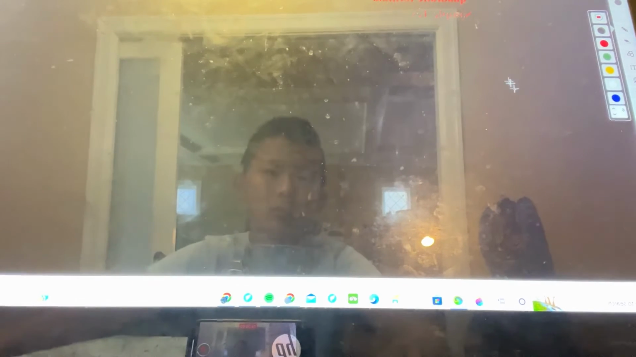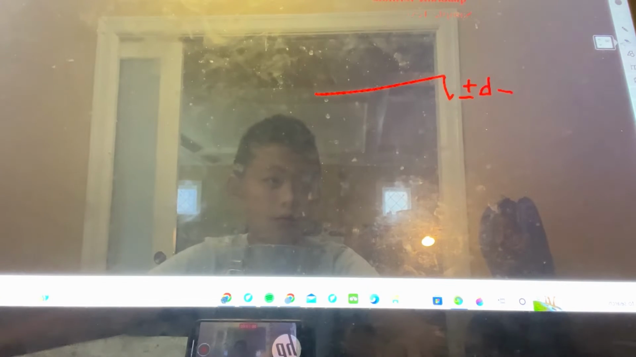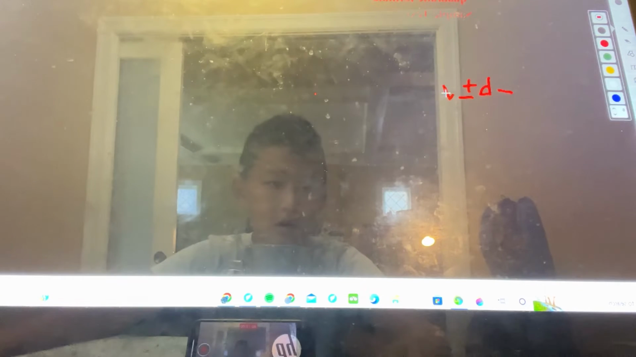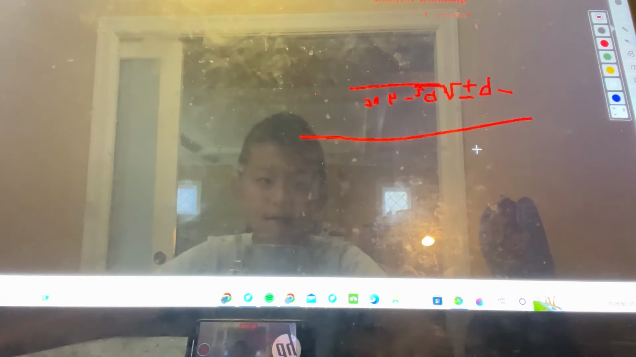So the quadratic formula goes like this: negative b plus or minus the square root of b squared minus 4ac, that's an ac, divided by 2a.